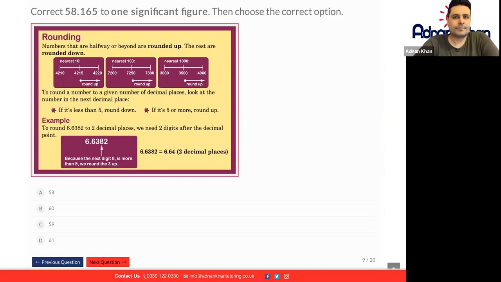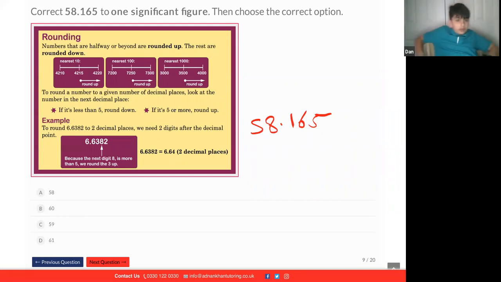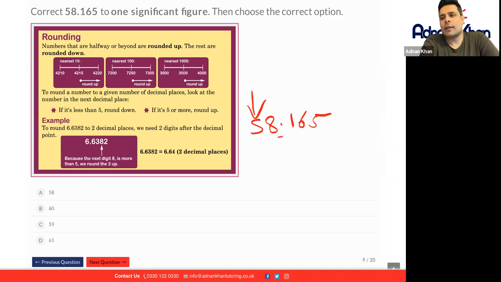Okay, so the number's 58.165. The first significant figure is the 5. And then the 8, it's going to be rounded up because it's above 5. And it said to one significant figure, so it's going to change to 60. Yeah, so because 8 is more than halfway, the next number, that means that 5 is going to become 6. And the rest of the numbers are just going to turn into zeros.